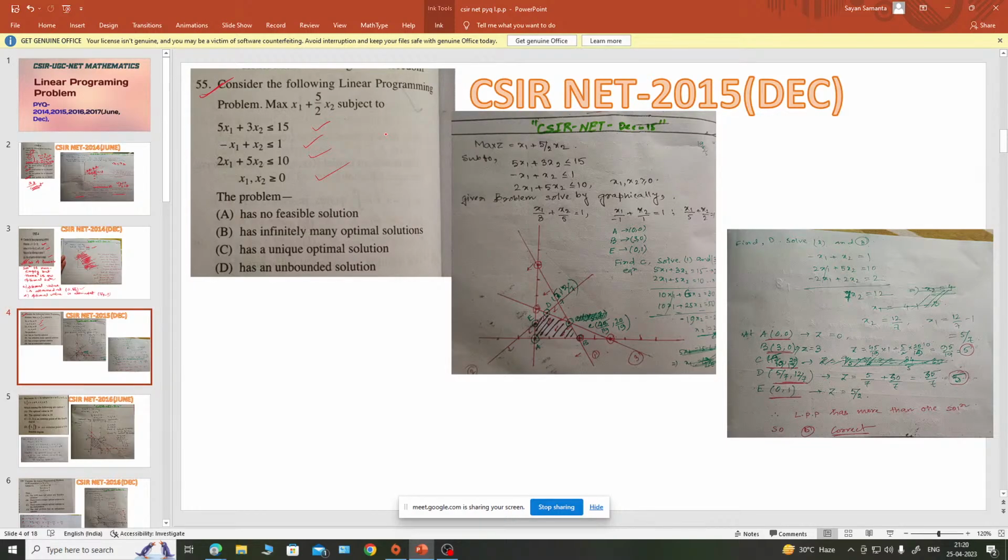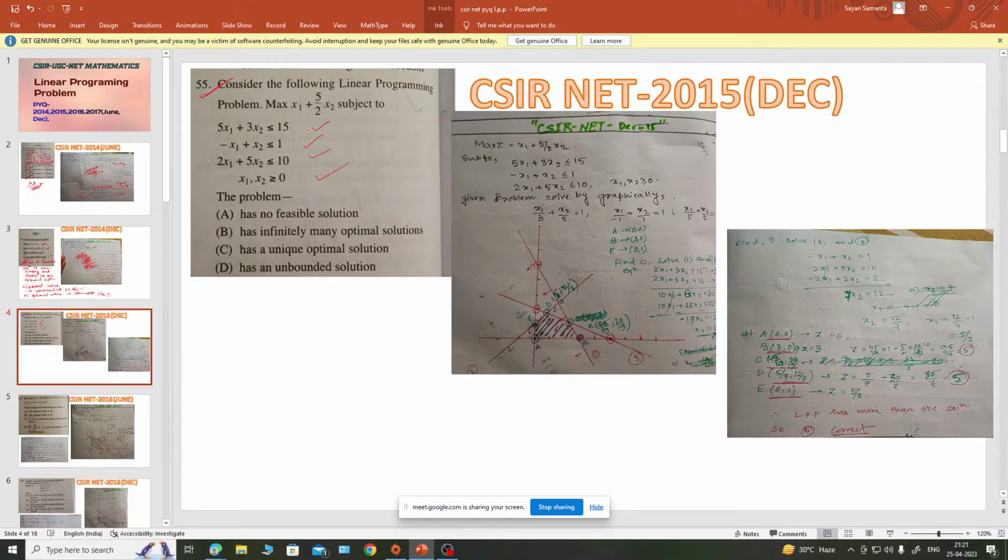Everyone write this problem. This is also based on graph theory. We can solve it. So this problem we solve.